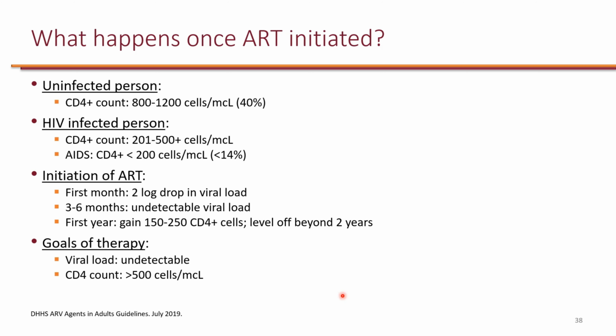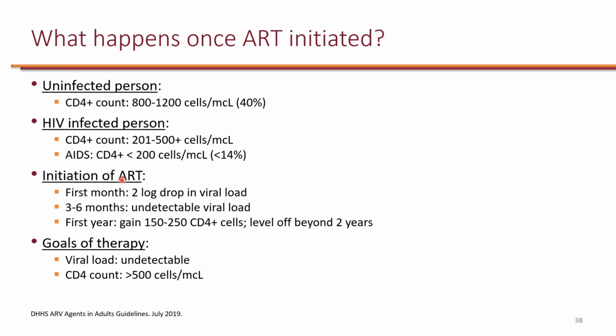Let's take a look at what happens when we actually initiate ART. In an uninfected person who does not have HIV, a normal CD4 count is usually around 800 to 1200 cells per microliter or more. In HIV-infected patients, the CD4 count starts to drop. So for most patients, about 200 to 500. And of course, once CD4 count drops to less than 200, at that point, the patient has AIDS. Alternatively, if the percentage of lymphocytes that are CD4 is 14% or less, that also constitutes AIDS.